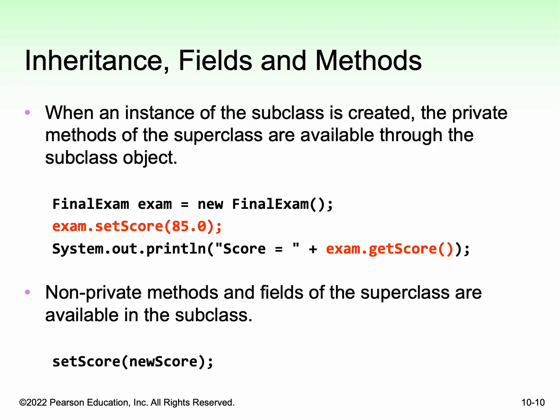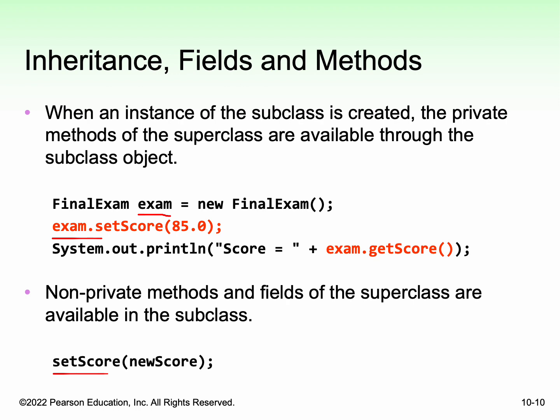Now, whenever you create an object of your subclass, all of the private fields of the superclass are going to be available to you through the subclass object. This is how you would use it. You would create an object called exam in this case, and to set any values to our private fields, we will use them through our object: exam.setScore(85), exam.getScore(). So this is a setter for score, this is a getter for score. However, all of the non-private methods and fields are going to be available in the subclass just by stating the method name.